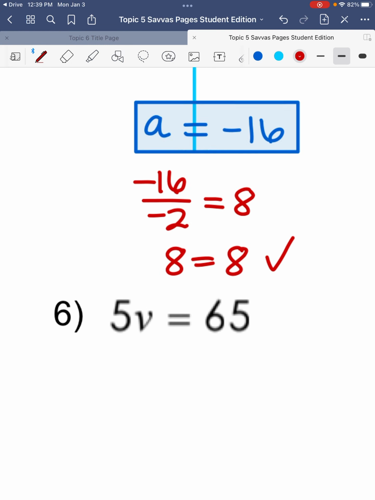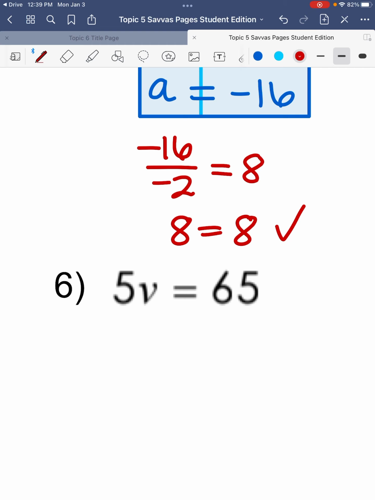Okay, moving on to number 6. Very similar to number 5. So first things first, we're going to draw our line down our equal sign, and I'm going to locate my variable. So I'm trying to get that variable by itself. So 5v. How are 5 and the variable v connected to each other? If you said they're connected through multiplication, you're correct. But how do I undo that?